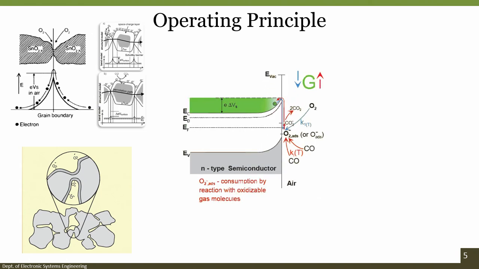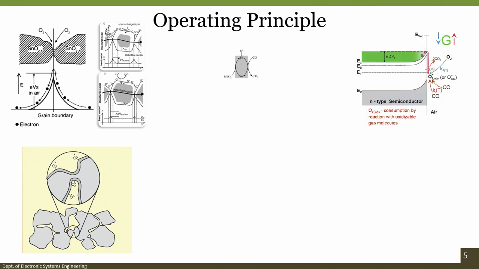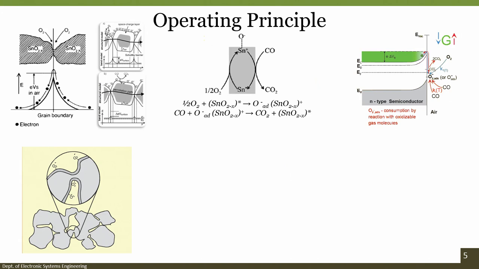So, if I talk about just CO2, then you can see here that my energy band diagram also changes with respect to the reaction of the CO2 onto the semiconductor oxide. And here you can see that O2 minus adsorption consumption by reaction with oxidizable gas molecules changes the energy band diagram. If I talk about SnO2, then this is how the reaction occurs: if the sensing material is SnO2, and I use CO2 as a gas to be sensed, then this is the reaction that is involved.